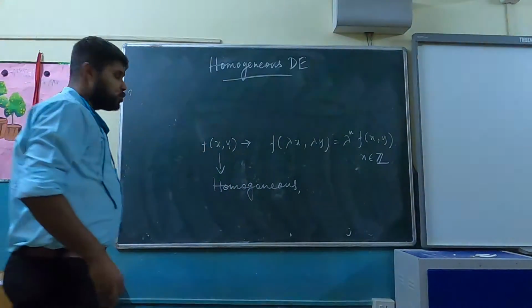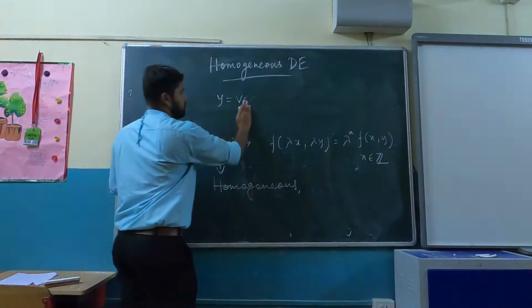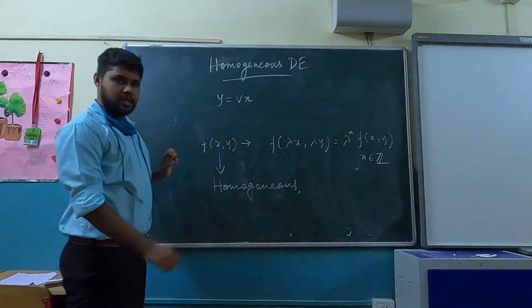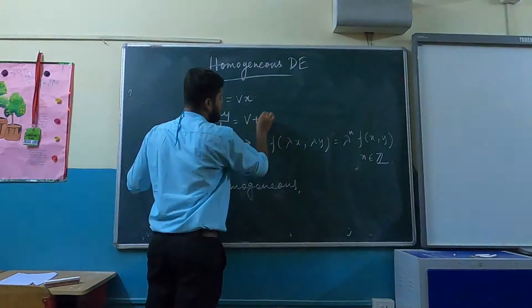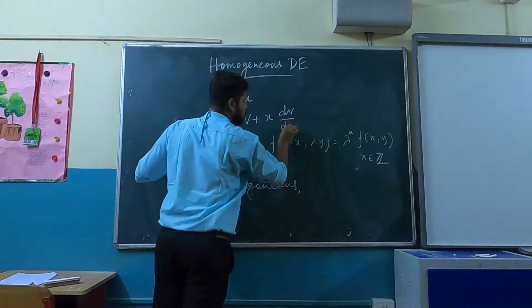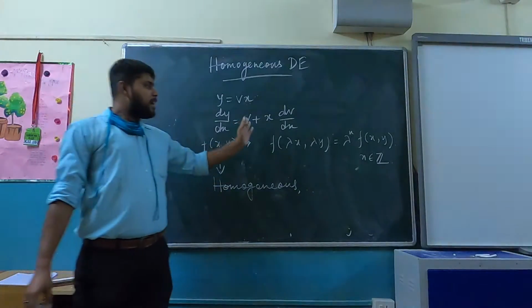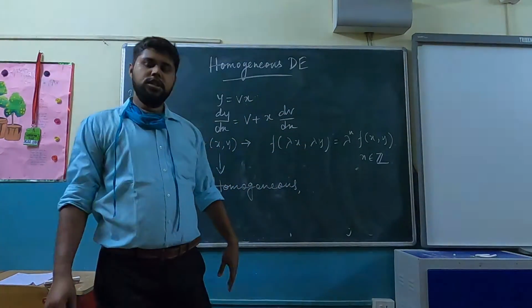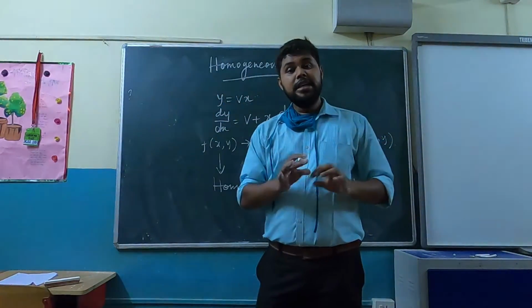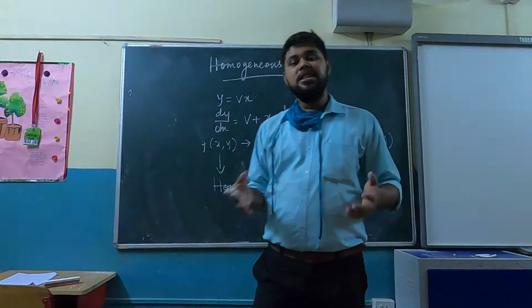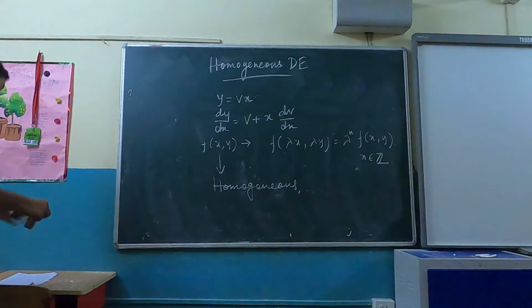Now, how to solve this type of equation? We consider the substitution y equals vx. So therefore, dy by dx will become v plus x dv by dx. Now I have to do this substitution in the equation. After doing this substitution, we will see that the variables get separated. And after the separation, we will follow the normal process. So let us take one example.